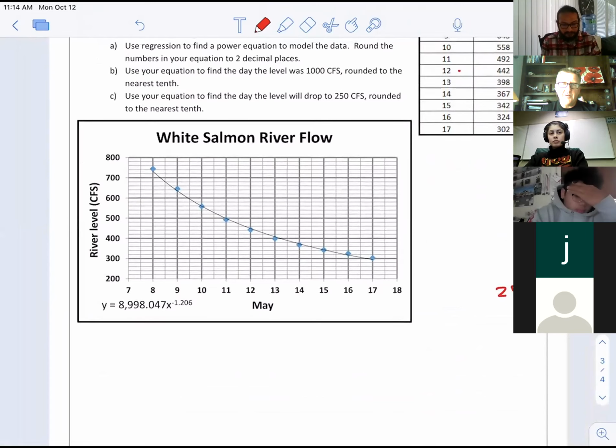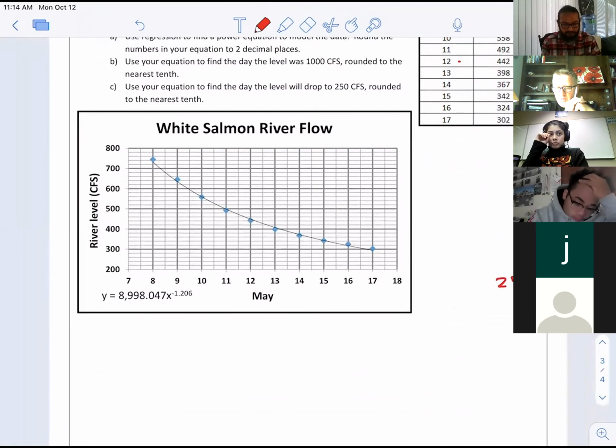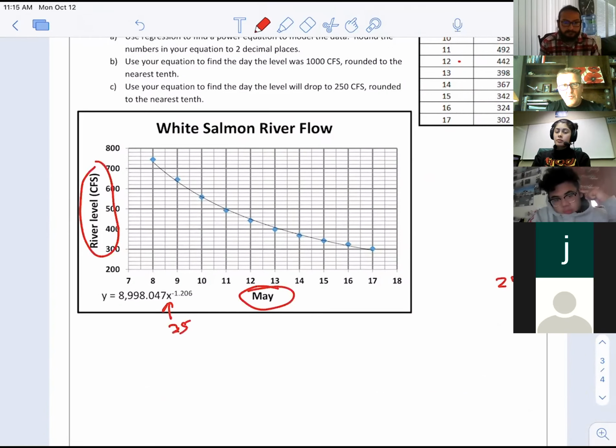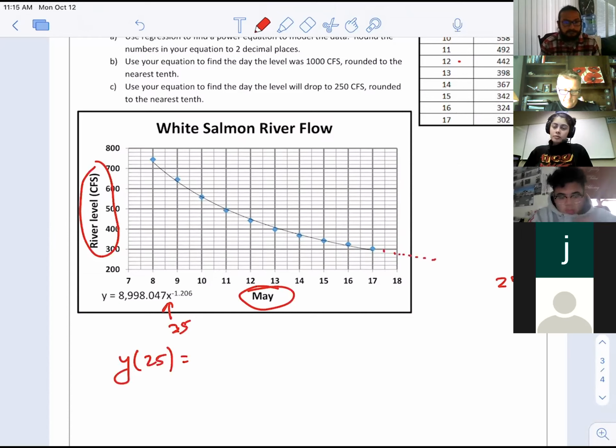But my real curiosity was just, I wonder what the water flow is going to be out on day 25. Notice I can answer that now. Since Y is the river level, I'll tell you what CFS means in a minute, and X is the day in May, I'm basically taking 25 and sticking it into that equation. This is me doing algebra. So I'm trying to find Y of 25. I wonder what that flow is. I could kind of guess from this graph, but who wants to guess when you can get it accurate?